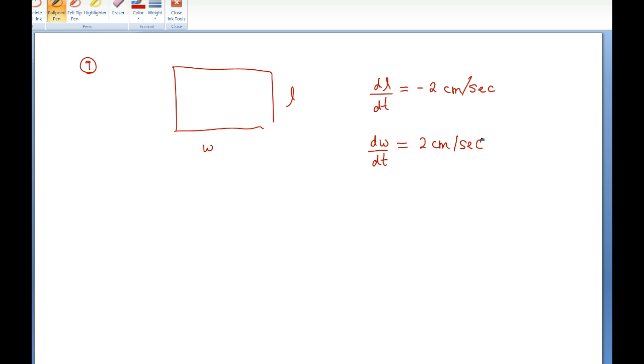Okay, so for each one we have a different formula. So let's look at the first one. What is the area formula? Length times width. Okay, so notice I'm not going to actually plug in any values yet, because remember, it's changing. Nothing's staying constant here. So length times width, do d/dt of both sides.